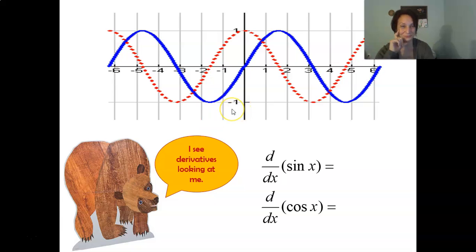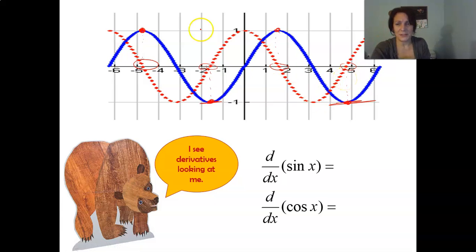Okay, so notice here, every time your sine function has a zero slope, every time it has a horizontal tangent, look what your cosine function is doing. Zero slope, horizontal tangent, the cosine's at zero. Look at this beautiful lining up. Every time sine has a horizontal tangent, cosine is at zero.